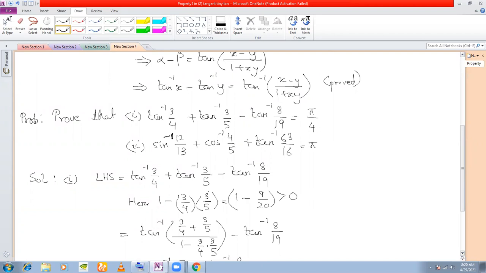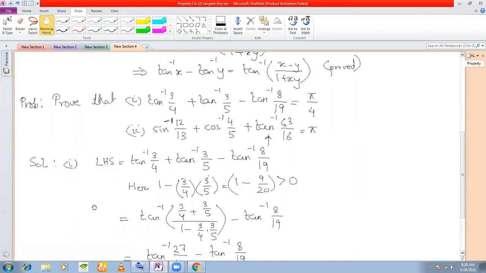If you see in the second question, you have sin inverse 12 by 13 plus cos inverse 4 by 5. The first function is the sin inverse, the second function is the cos inverse, and the third is the tan inverse. So remember, whenever you see this kind of a problem where sine inverse, cos inverse, and tan inverse are added or subtracted, it is always better to change sine inverse and cos inverse to tan inverse. And you know how to convert: given sine inverse, how to convert to tan inverse, given cos inverse, how to convert to tan inverse. You will convert them and then proceed.